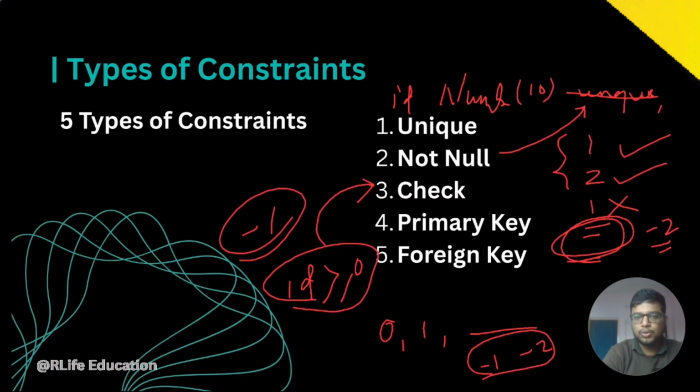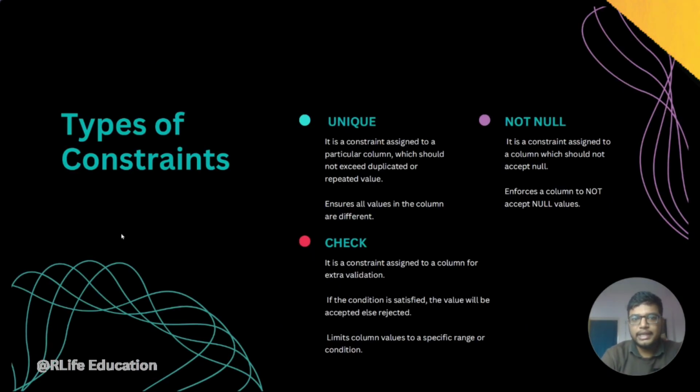I think you got these three. These three are quite easy. Next we are going to discuss primary key and foreign key. You can see here, unique is a constraint assigned to a particular column which should not accept duplicate or repeated values. Exactly, I already told you this. Once I enter ids 1, 2, 3 in that particular column, again I'm not able to enter 1 because it is a repeated, duplicate value, 1 is already there.